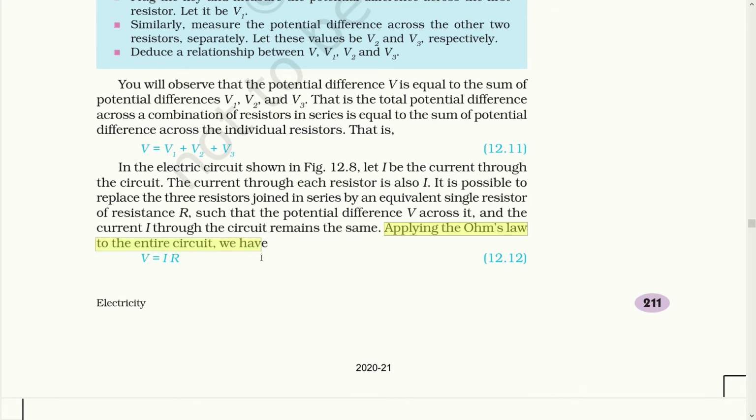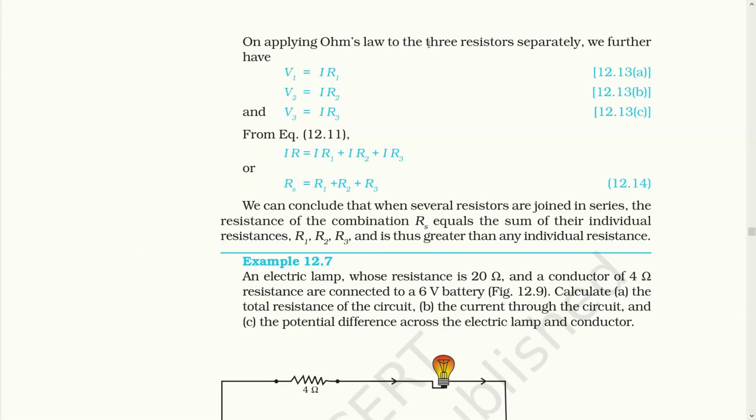Now applying Ohm's law to the entire circuit, we have V is equal to IR. On applying Ohm's law to the three resistors separately, for resistor 1 the voltage is V1, which according to Ohm's law is IR1. For resistor 2, the voltage will be V2, so according to Ohm's law it will be IR2. And the same will continue for the third resistor, V3 is equal to IR3.